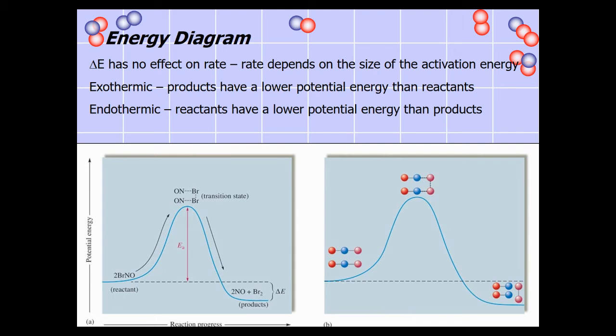The other information we can gather from an energy diagram is if this reaction is endothermic or exothermic. The one that's pictured here is exothermic. We can see in the graph that the products have a lower potential energy than the reactants have. If it's endothermic, then what we would see is that the reactants would have a lower potential energy than the products.